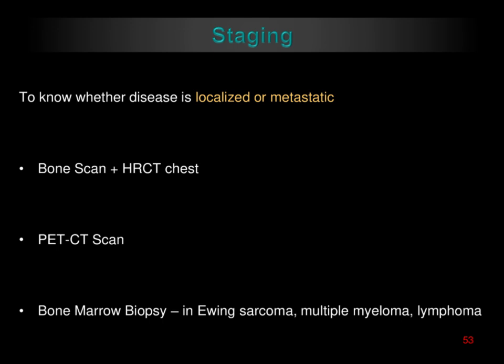Next, we come to staging. So, in any malignant condition, we want to know whether the disease is localized or metastatic. This is done with bone scan along with HRCT of the chest to look for any skeletal metastasis and pulmonary metastasis. This is because almost 97 to 98% of sarcomas metastasize to either the lung, in the majority of cases, or to some extent to the bone. It rarely goes to any other organ or tissue.